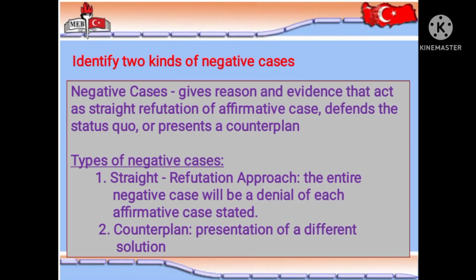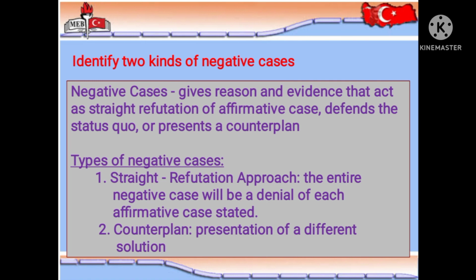So the next is identify two kinds of negative cases. Negative cases give reasons and evidence that act as straight refutations of the affirmative case, defend the status quo, or present a counter plan. Negative cases, also known as deviant cases or outliers, are the ones in which the respondents' viewpoints differ or seem not to support the main body of evidence. Basically, it is the respondent's answer or experience that does not match the rest of your data.